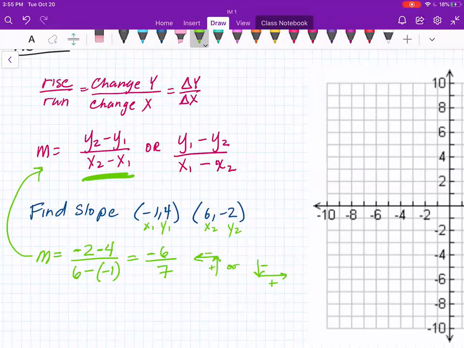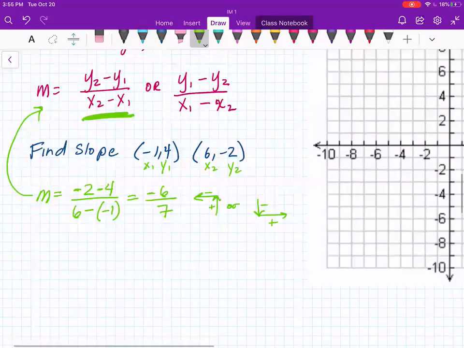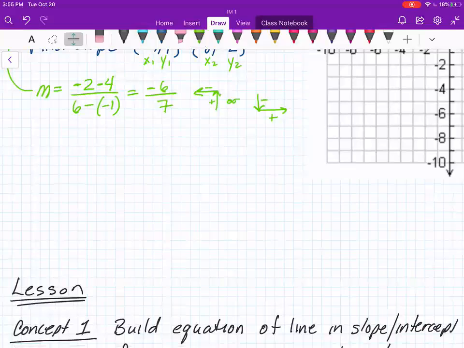So if I wanted to graph this, I first need to know my y-intercept. And that gets a little bit more difficult, especially in this problem. So I'm going to do a separate example so that I can show you an easier one to graph. So let's look at another one. Another example here. Let me give myself some room.